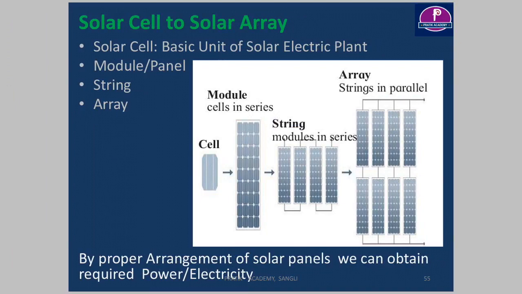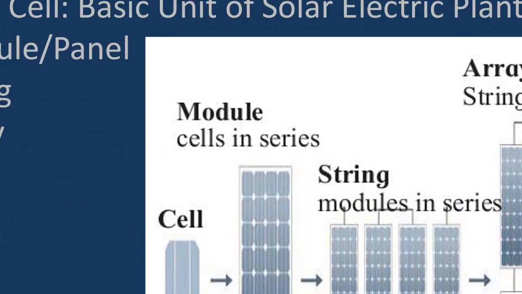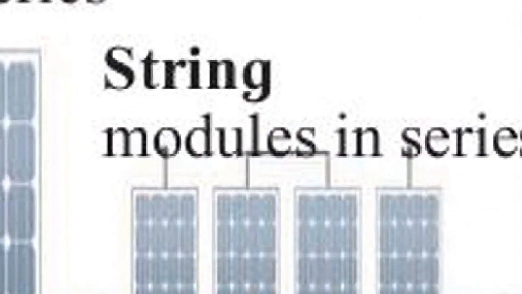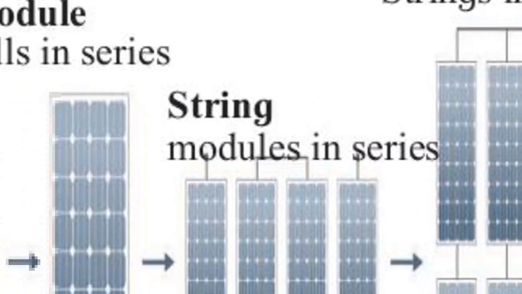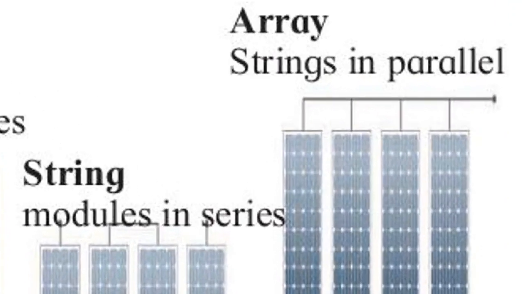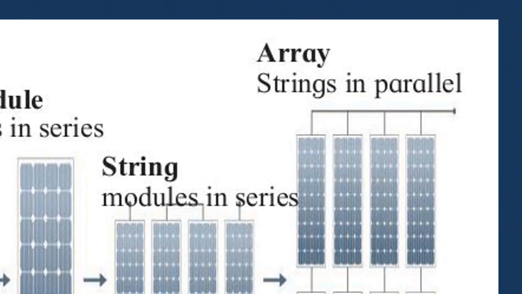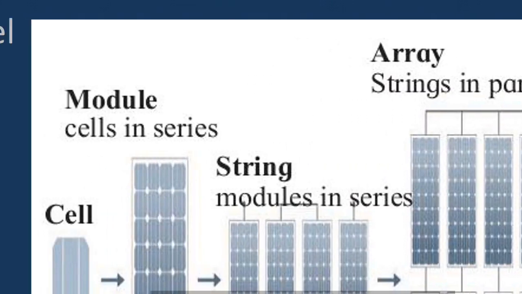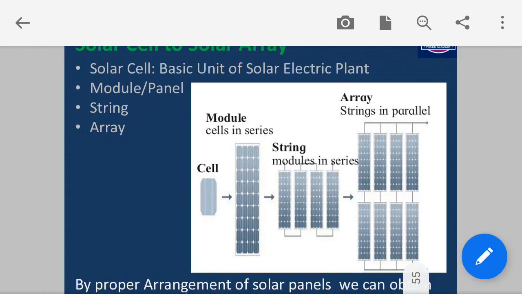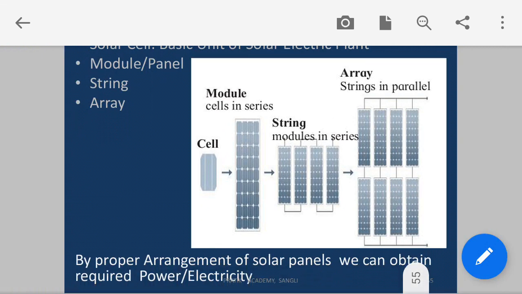When a number of these cells are connected in series, this is called a module. And when a number of these modules are connected here, then this is called a string, solar string. And when such solar strings are connected in parallel, this arrangement is called an array. So an array is formed by strings, a string is formed by modules, and a module is formed from cells. The arrangement of the number of strings or number of modules in a string depends upon the required power or electricity.